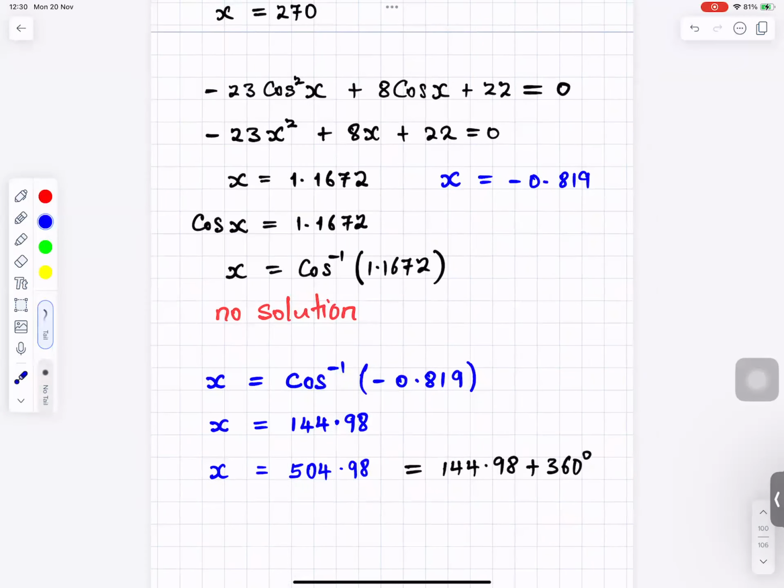And we have this quadratic equals to 0, we can call cos x to be x. Solve this quadratic in your calculator. You get x to be 1.1672. Inverse cosine of that, there's no solution. And then you get cos x equals minus 0.819. Inverse cosine gives you 144.98. But the answer has to be above 360. So 144.98 plus 360 gives you 504.98.